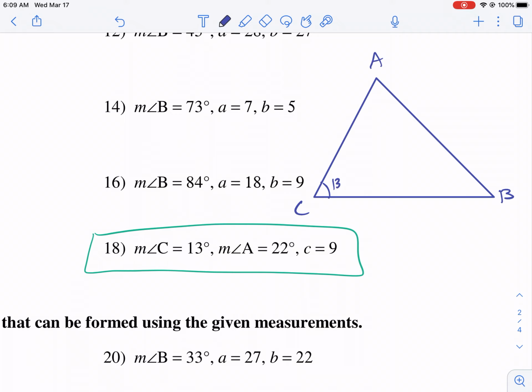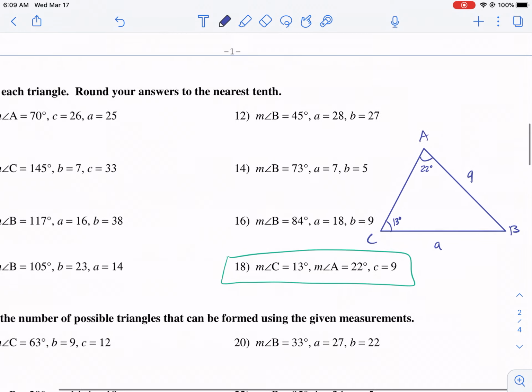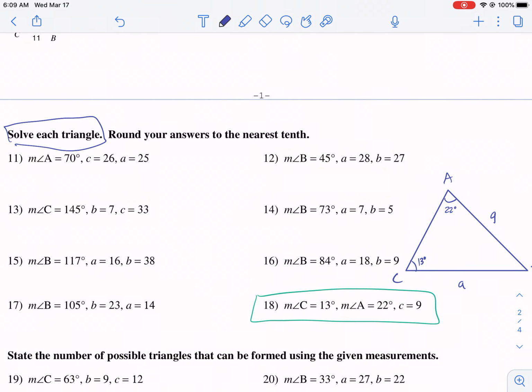So I know this is 13 degrees is C. We know the opposite side is 9. That's cool. We know this is 22 degrees. We don't know its opposite side. We have to solve the triangle. When it says solve each triangle, that means find all the angles and sides. All angles and sides.